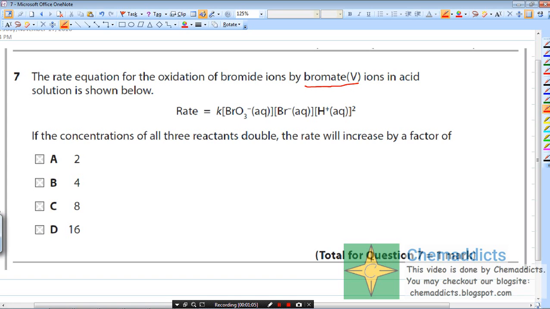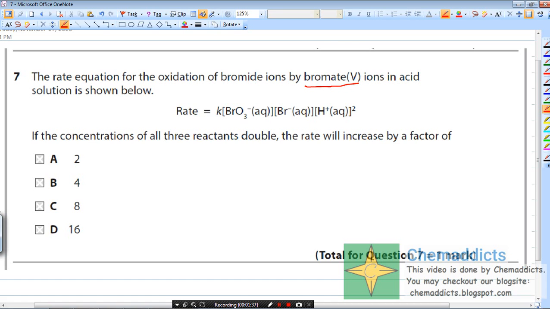Where were we? Yes, we're gonna study the rate equation involving the oxidation of bromide ions and bromate 5 ions in acid solution, shown below. Okay, so let us at first read the question. The rate equation for the oxidation of bromide ions by bromate 5 ions in acid solution is shown below. So this is the rate equation that is given over here. So rate is equal to this and this.